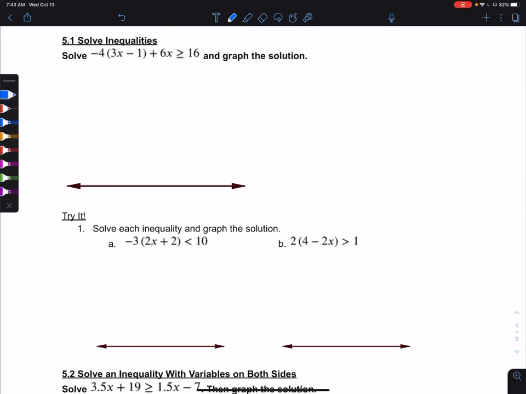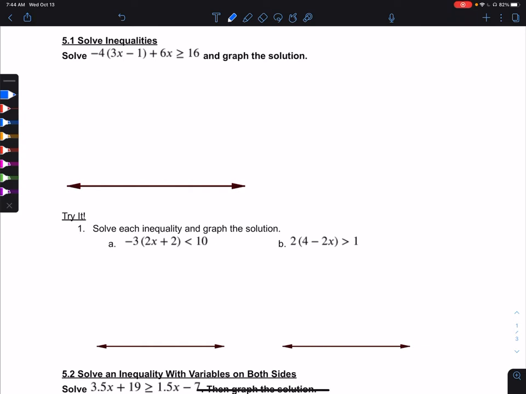In this video, we're going to look at topic 5, example 1, where we solve inequalities. We're asked to solve an inequality and graph the solution. To solve an inequality, you're going to treat it as if it was an equation. You won't do anything that much differently. Just pretend it's an equation. There are a couple exceptions and things you have to look out for, but treat it as if it was an equation.